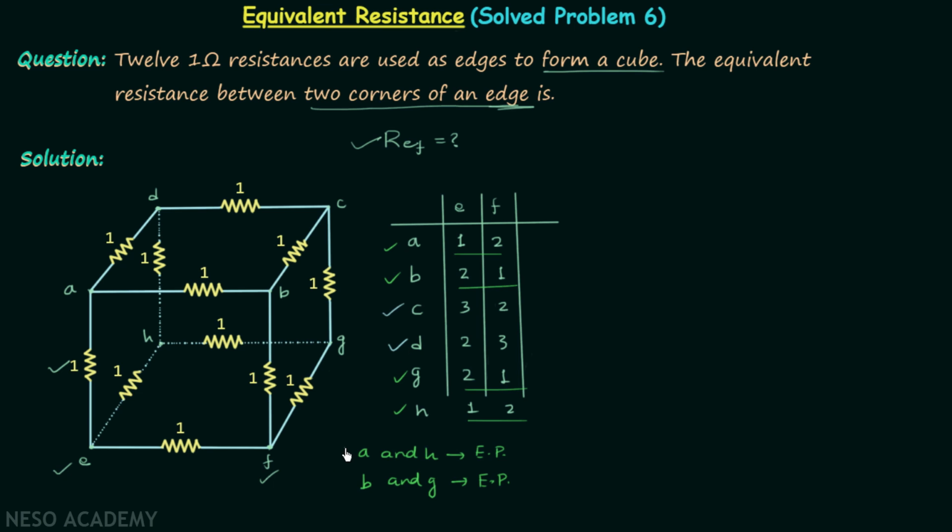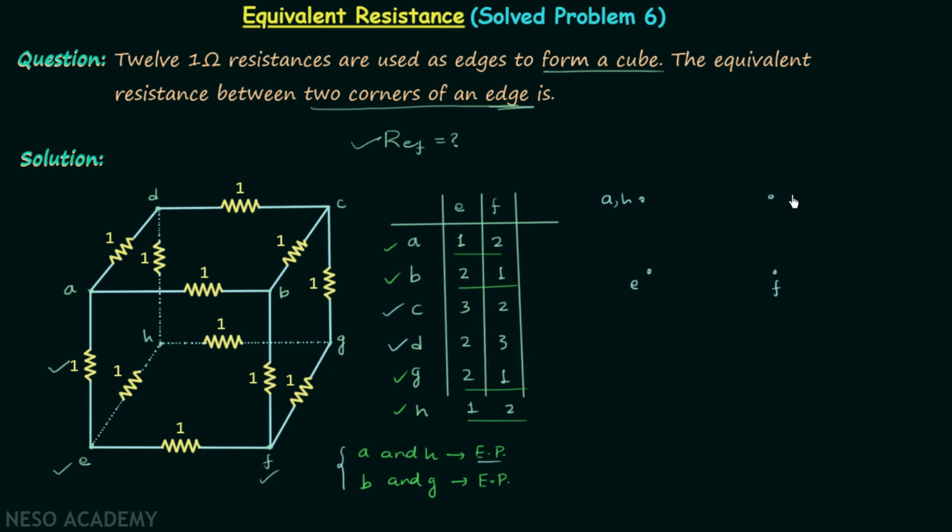Now we have the knowledge of equipotential points, and therefore we will reconstruct our network. Let's say this is point E, this is point F, and let's say this point is point A. We know point A and point H are equipotential points, therefore this point will represent both A and H.